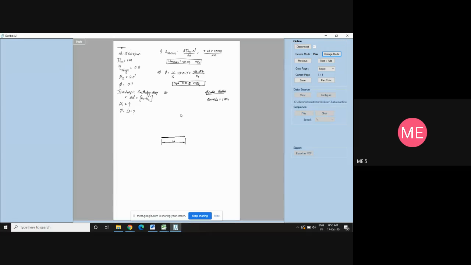This is called U main. Then from this end, I will start drawing alpha 1. What is alpha 1? We know that for a Parsons turbine, beta 2 is equal to alpha 1, so no worry at all. Alpha 1 is 20 degrees and I will draw a line at an angle of 20 degrees. This angle is called alpha 1 and it is equal to 20 degrees. And here I will write V1.